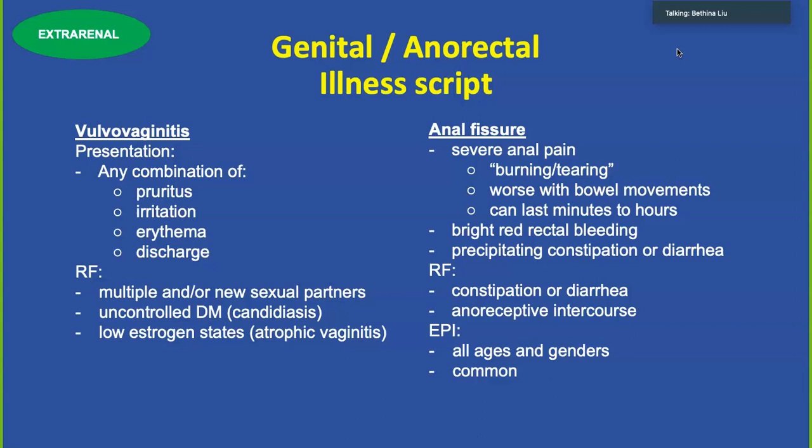Anal fissures are another cause that's associated with severe anal pain, which may be described as burning or tearing. It's worse when the patient is having a bowel movement and can last from minutes to hours. This usually presents with bright red rectal bleeding and may be precipitated by constipation or diarrhea. Risk factors include constipation or diarrhea, as well as anal receptive intercourse. The epidemiology for this: it affects all ages and genders, and it's relatively common.